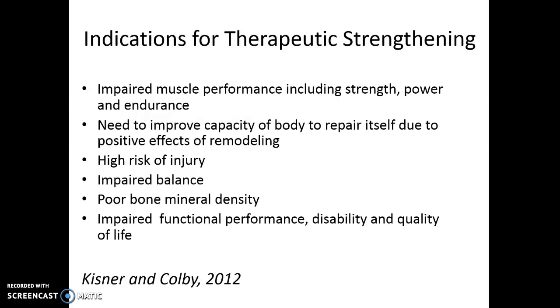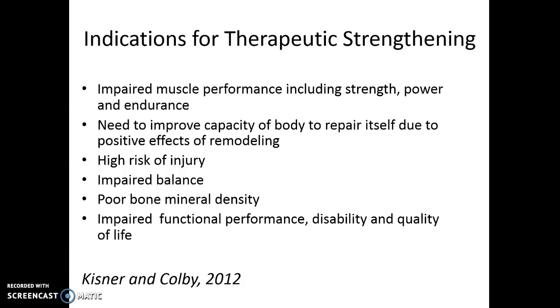So when do we think about using therapeutic strengthening? There's a few items listed here. A patient who has impaired muscle performance, that might be strength, it might be decreased power, and they might have decreased endurance. A patient may need to improve the capacity of the body to repair itself due to the positive effects of remodeling. You've learned this in a few classes already, where if we stress the body, it will respond. Taking something like an Achilles repair and never, ever, ever stressing that Achilles tendon will not help it to repair, to heal, or to remodel. Ultimately, by stressing that tissue, we may increase the capacity of the body to heal it.